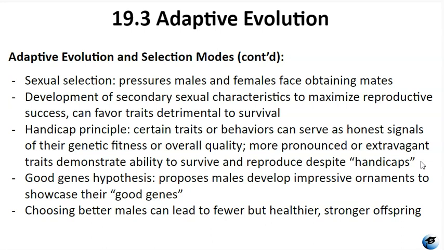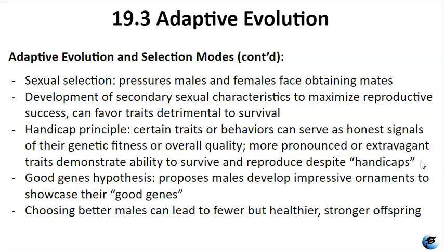The handicap principle suggests certain traits or behaviors in individuals can serve as honest signals of their genetic fitness or overall quality. According to this principle, individuals with more pronounced or extravagant traits, which may appear detrimental or costly, demonstrate their ability to survive and reproduce despite these drawbacks. These traits act as handicaps that put individuals at a disadvantage in survival, but they also demonstrate their genetic superiority and resilience.